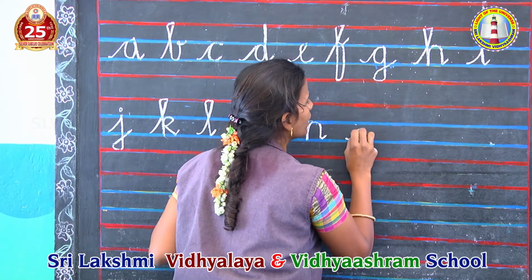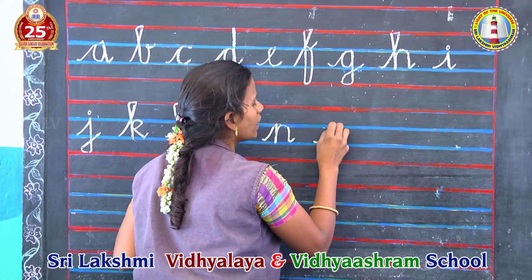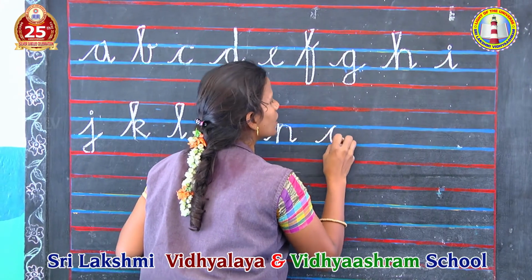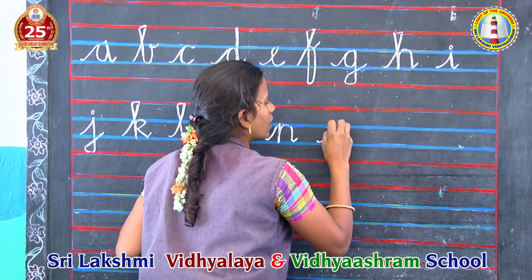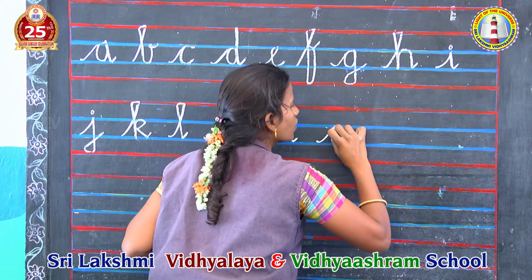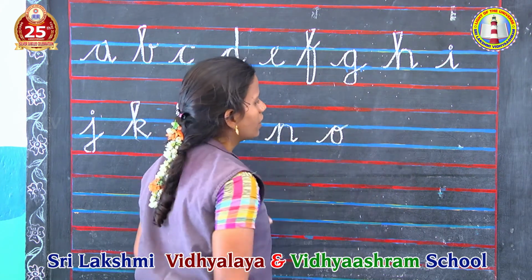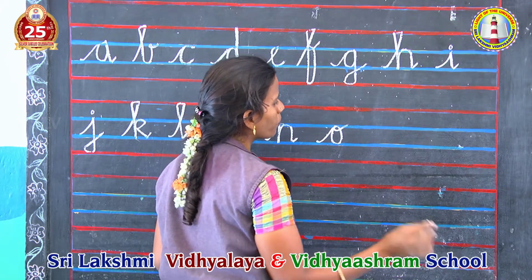Draw a stroke line and then make a circle and then make a small curve of the middle line. Next we write the letter P.